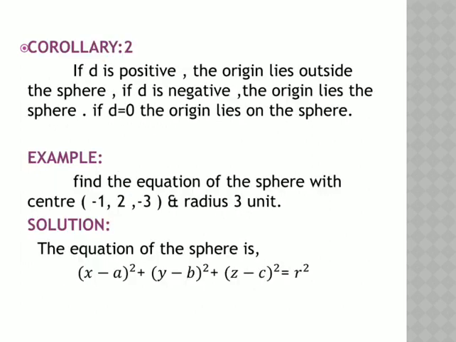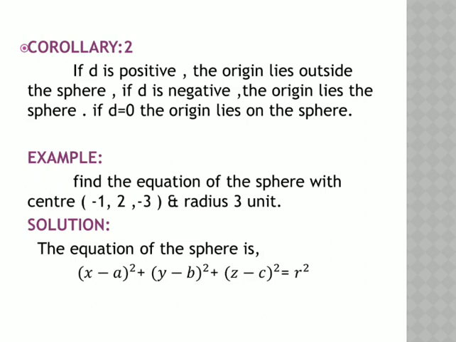Next, let's see corollary 2. In this corollary, if d is positive, the origin lies outside the sphere. If d is negative, the origin lies inside the sphere. If d is equal to 0, the origin lies on the sphere. If d is positive, the origin lies outside of the sphere. Otherwise, d is negative means the origin lies inside of the sphere. If d is equal to 0, the origin lies on the sphere. This is the relationship between d and the sphere's origin.